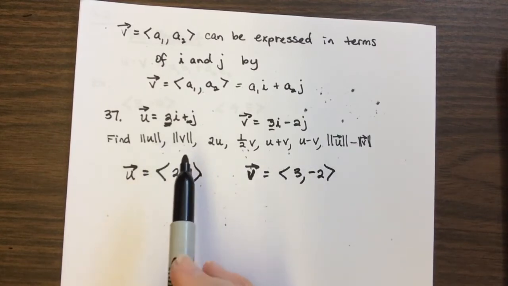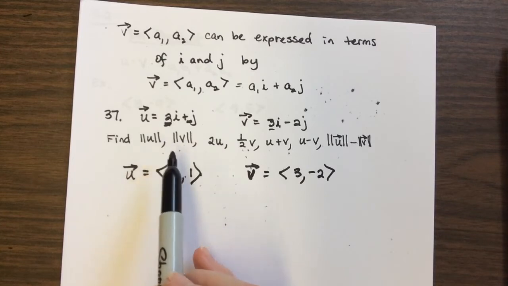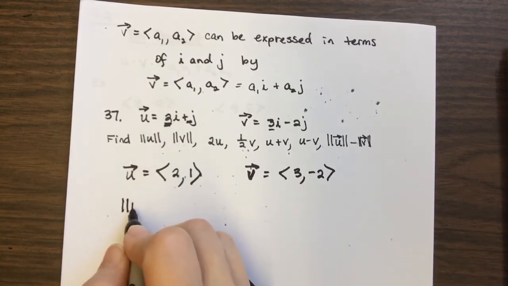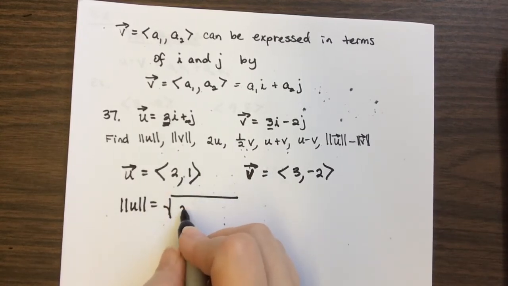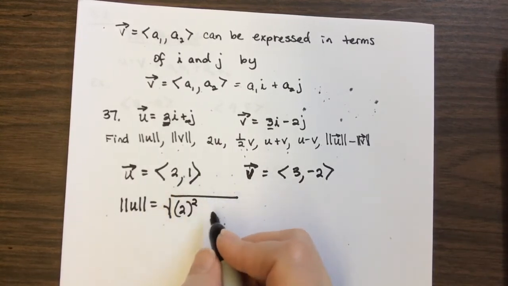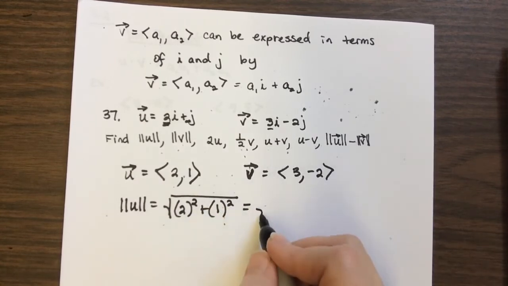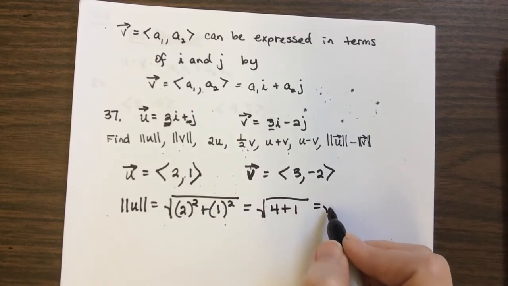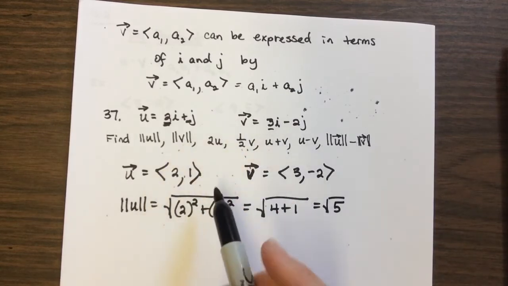The first thing they ask for is the magnitude of vector u. The magnitude, remember, is the square root of the first component squared plus the second component squared. So that's just going to be the square root of 4 plus 1, which is the square root of 5. And you can do v the same way.